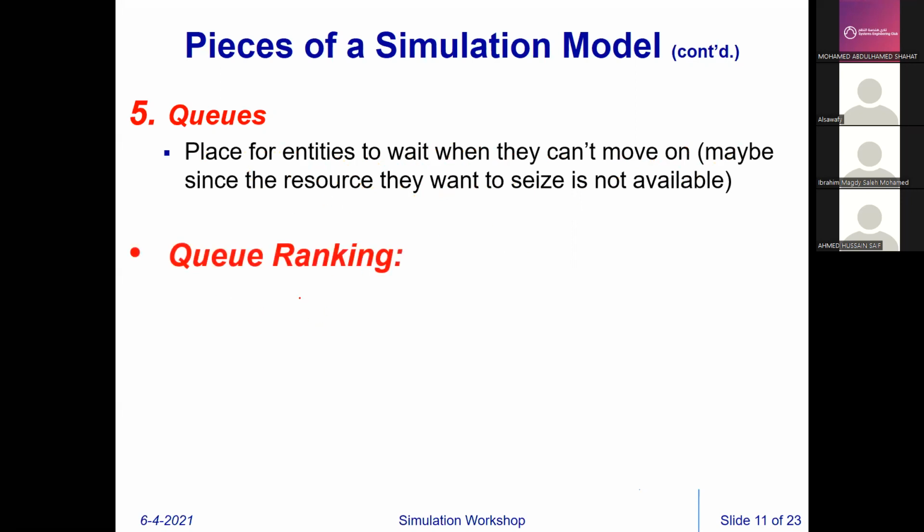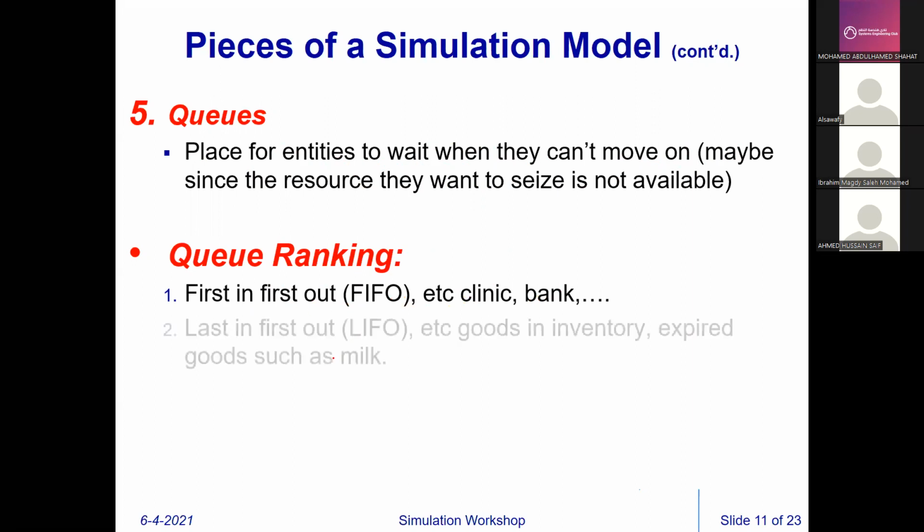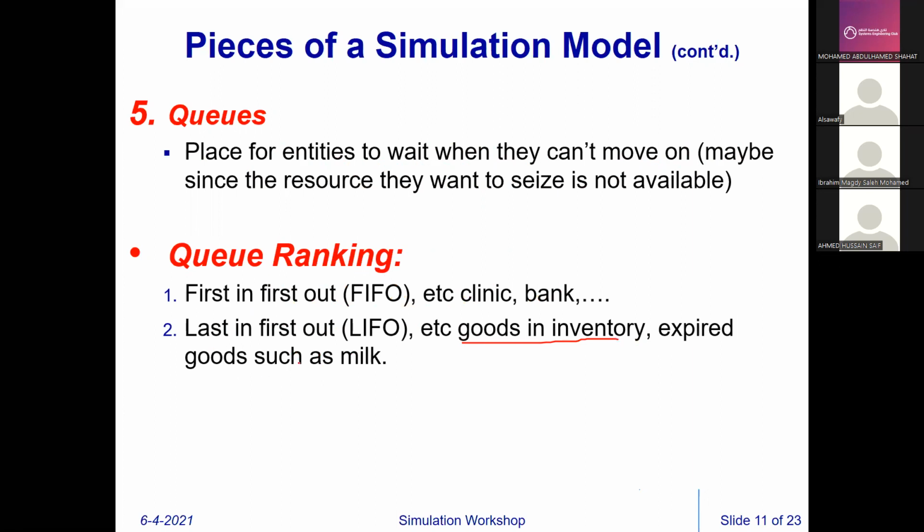Queue ranking is the discipline of service. What is the criteria of picking up entities from the queue by the server? First in, first out, similar to a clinic, sometimes in a bank. Who comes first will be served first. Or we could have last in, first out, such as goods and inventory. In an elevator, whoever comes later will be near the door, and so on. This is last in, first out.